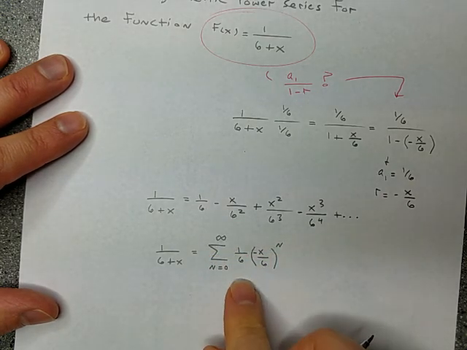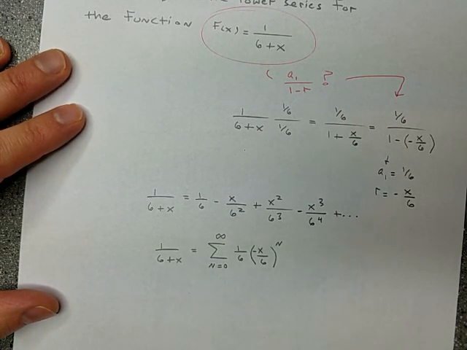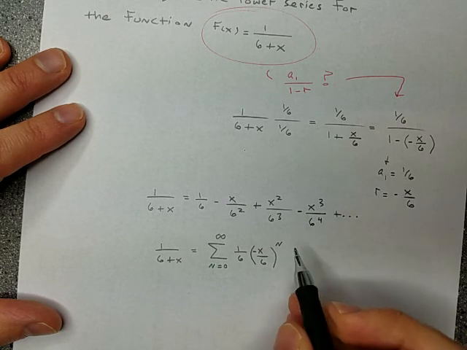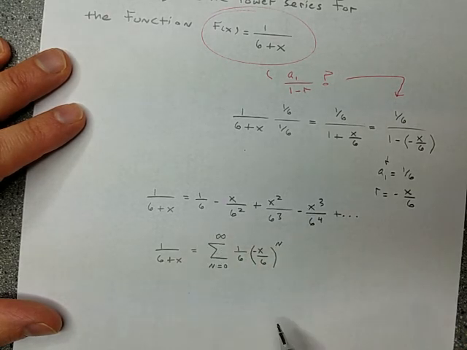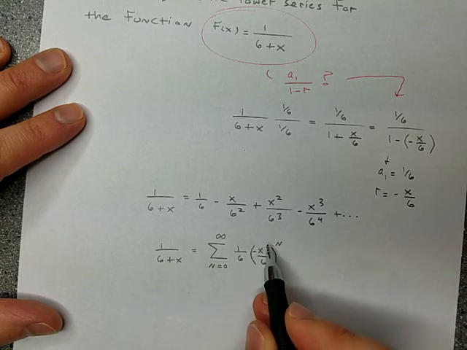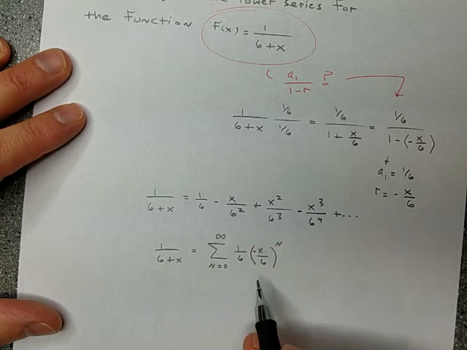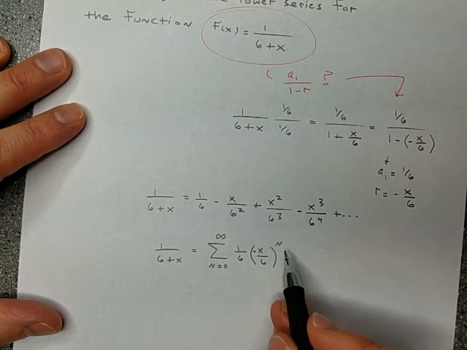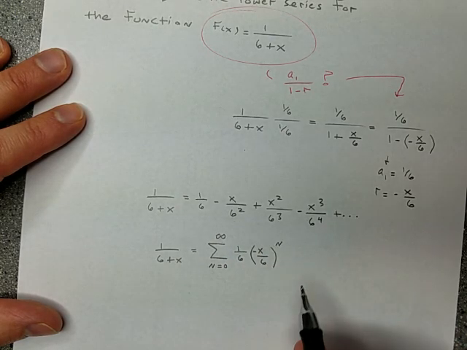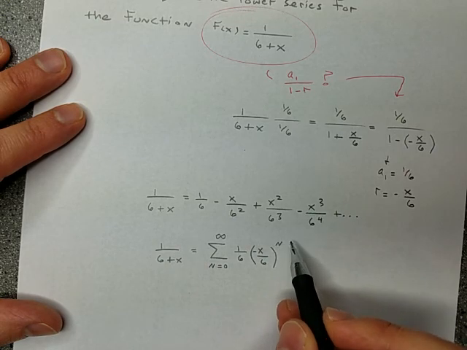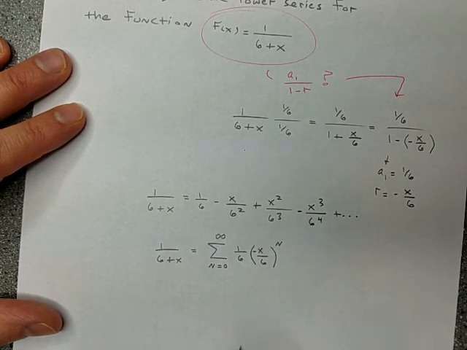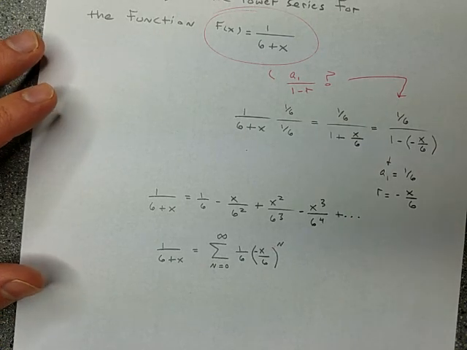And this might take a little bit of trial and error for you to get. Let me make sure I've got it right. When I put 0 in for my first term, this will be a 1. I'll get 1 over 6. When I put 1 in, I'll get negative x over 6 squared. When I put 2 in, I'll get x squared positive over 6 to the third power. Okay, so it looks like it's going to work.